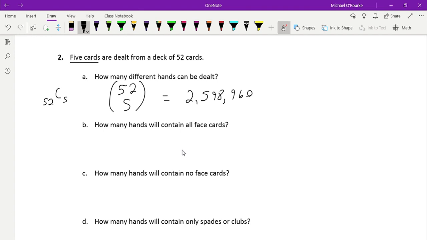So this is a combination, right? Because it doesn't matter what order you get them in, right? So how many total face cards are there, Dante? 12. And we want 5 of them, right? Yes, sir.